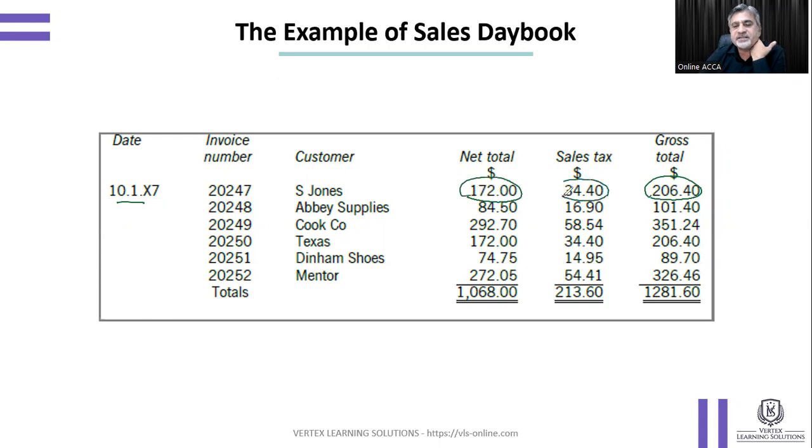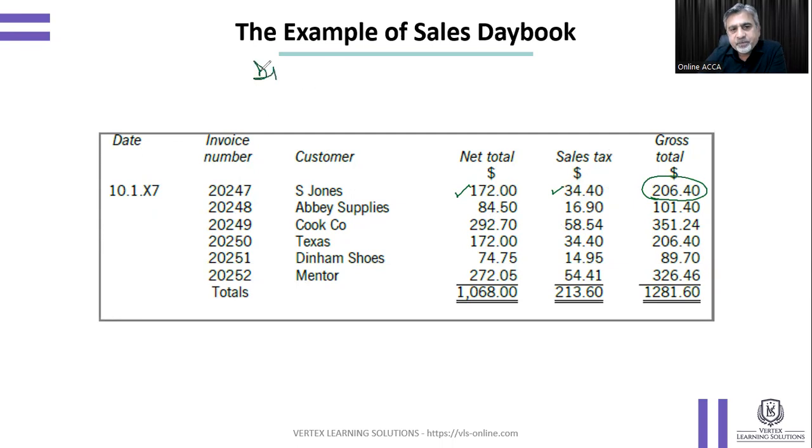And this is a sales tax. This will go to the government. Okay. This is not our money, but we will receive it from the customer and we will pay it to the government. AB suppliers, 84.50 is the net total, 16.90 is sales tax, total gross is 101. So my receivables are this one actually from customer. The receivable is 206. But this is my money. This is the government money. By the way, if you want to see the double entry of this thing, how do we record this amount?